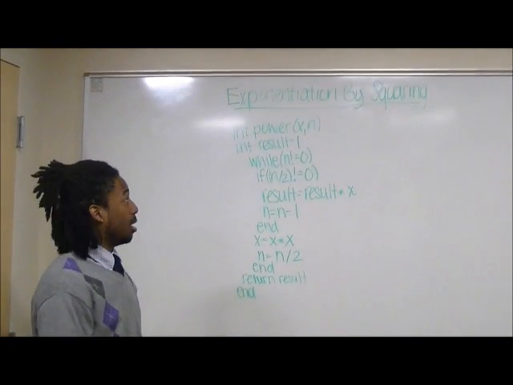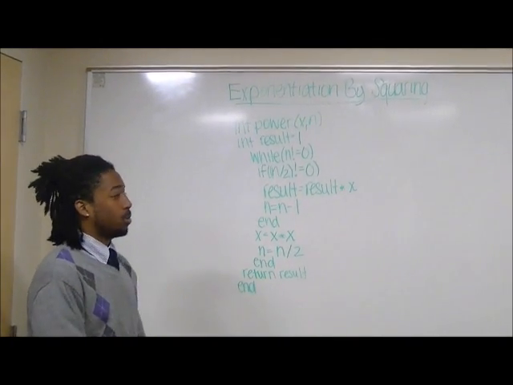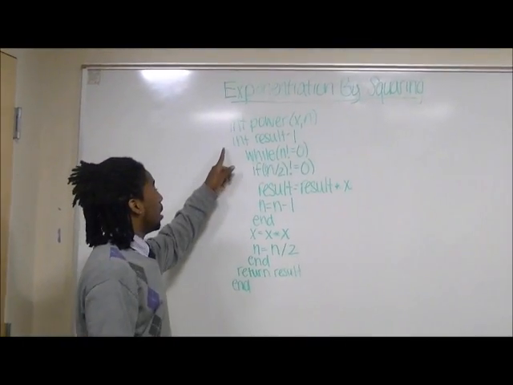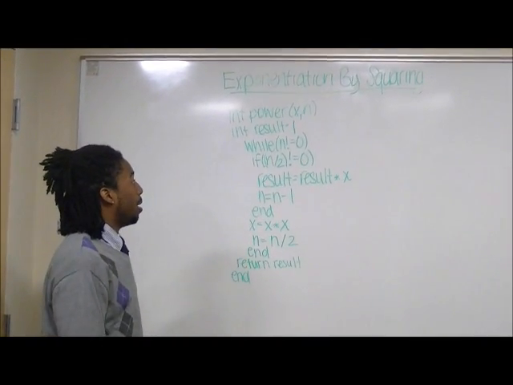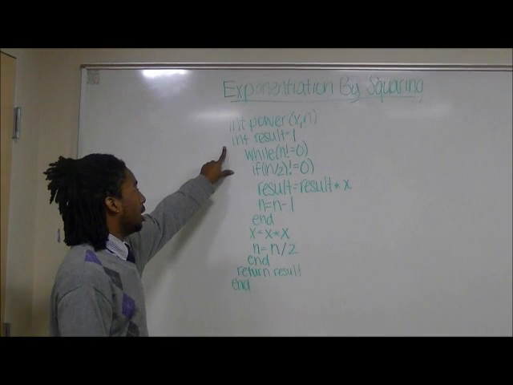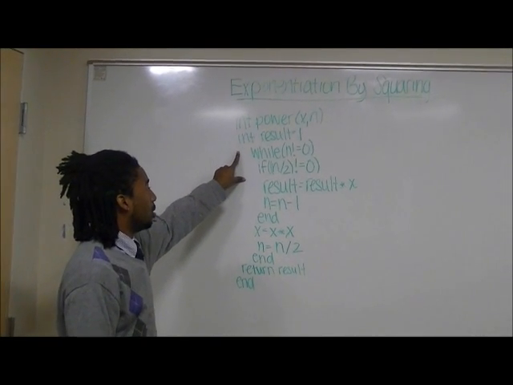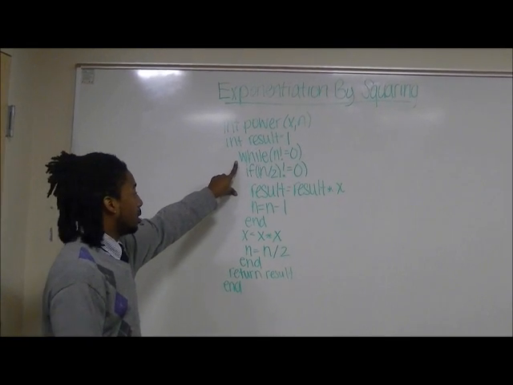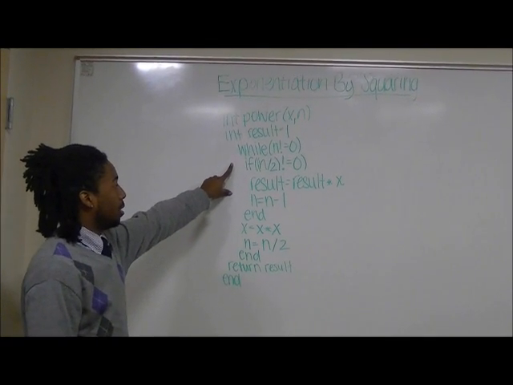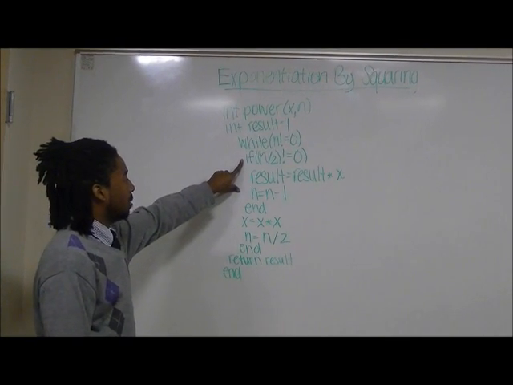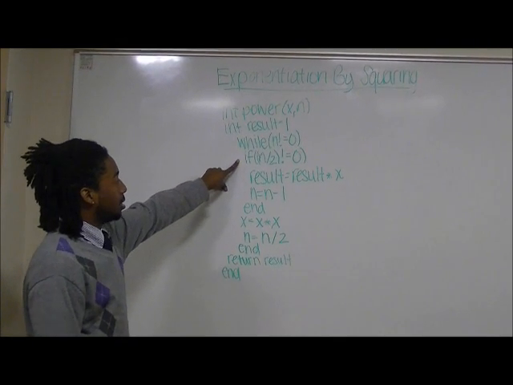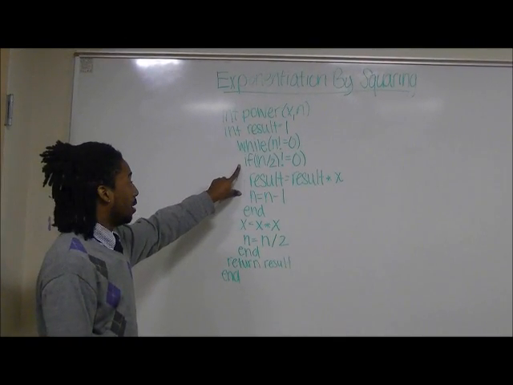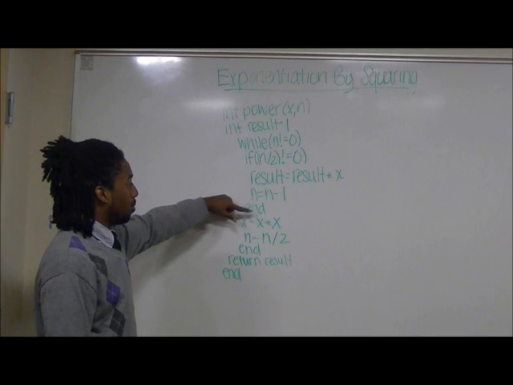I'm Jordan Dickinson, and I'll be explaining the exponentiation by squaring algorithm. First, we have a method, n power, and it takes in x and n. We have result, and it's equal to 1. Then we start with a while loop, and it says while n is not equal to 0, it's going to run. And this if statement actually checks to see if the number is even or odd. If n equals 2, it will go through the method.